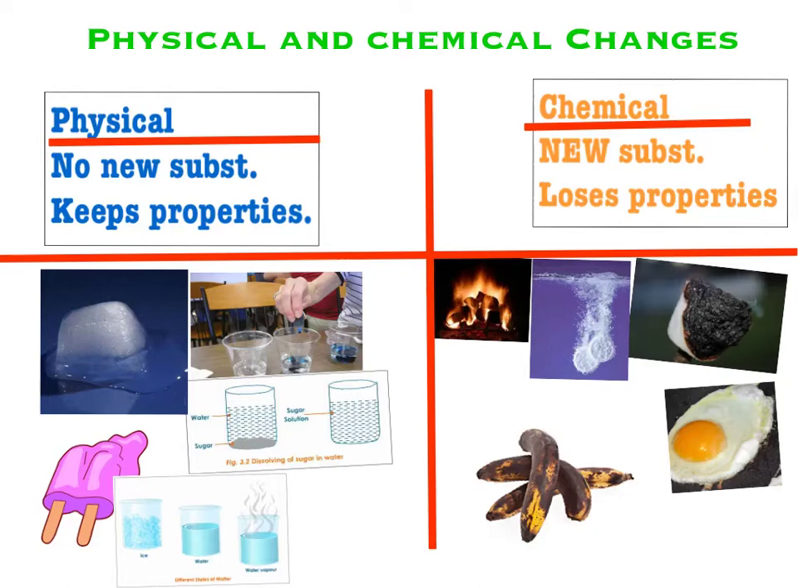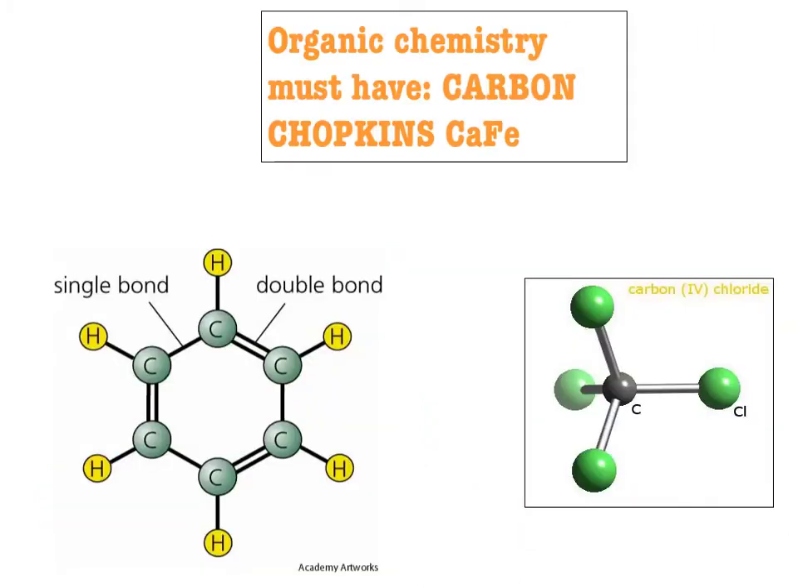Now that we've sorted out the difference between a chemical and a physical change, let's move on. Next we're on to organic chemistry. In organic chemistry, what we know is that any molecule must have a carbon. The key word here is carbon. If it has a carbon, then it is organic. It must have carbon to be organic.